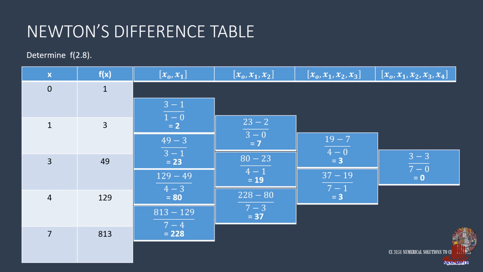With the table already filled up, which coefficients are we to use to interpolate f of 2.8? The standard trend of coefficients that we can use is the leading forward differences of 2, 7, 3, and 0. Using these includes the first x as x0, followed by the others. This time tagged as x1 for 1, x2 for 3, x3 for 4, and x4 for 7.